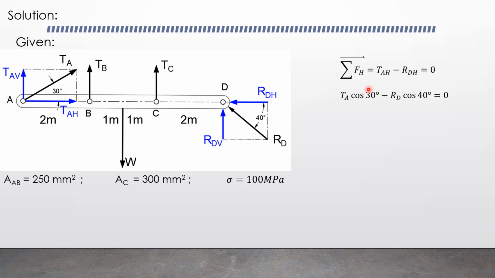So to get the horizontal component, we use the cosine of the tension: cosine 30 for tension A, and cosine 40 degrees for the reaction D. So we just equate forces and then simplify the equation.